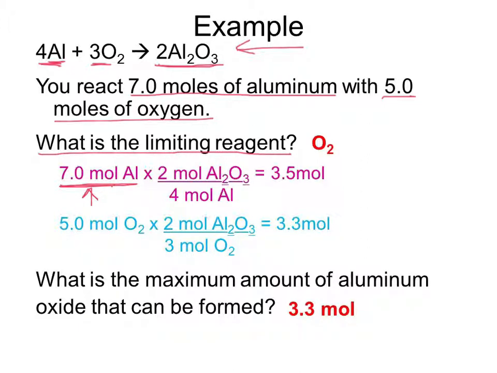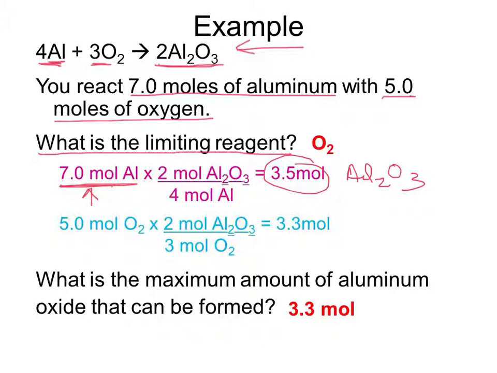And I know from my balanced equation that for every 4 moles of aluminum, I make 2 moles of aluminum oxide. So that's where my ratio comes in here. There's my ratio, right? 4 moles of aluminum gives me 2 moles of aluminum oxide. I have 7 moles of aluminum. So in the end, I'm making 3.5 moles of Al2O3. Okay.